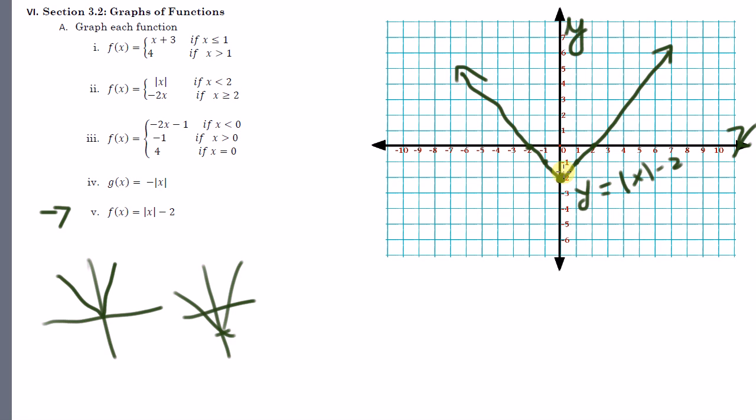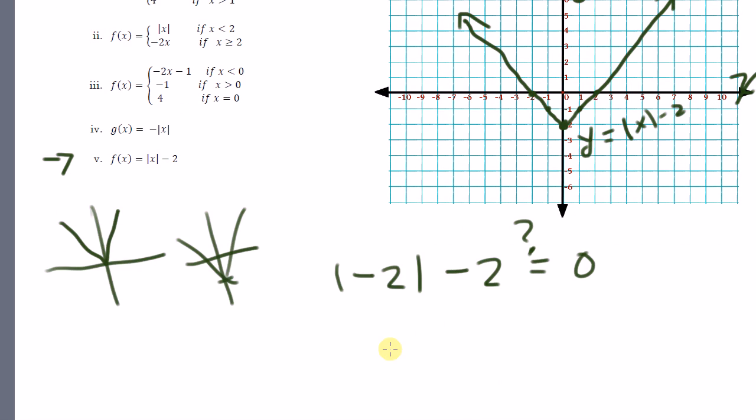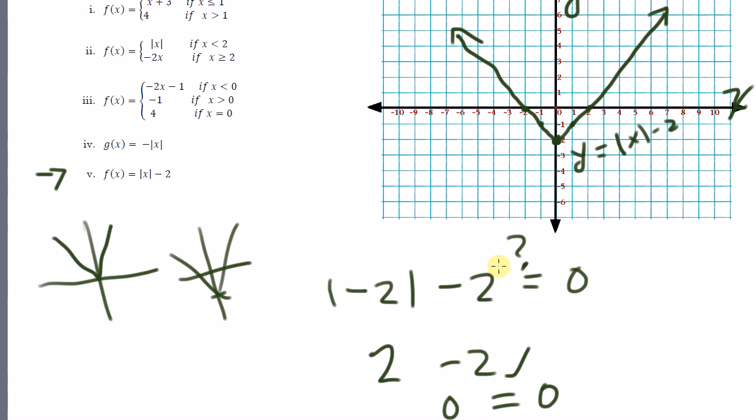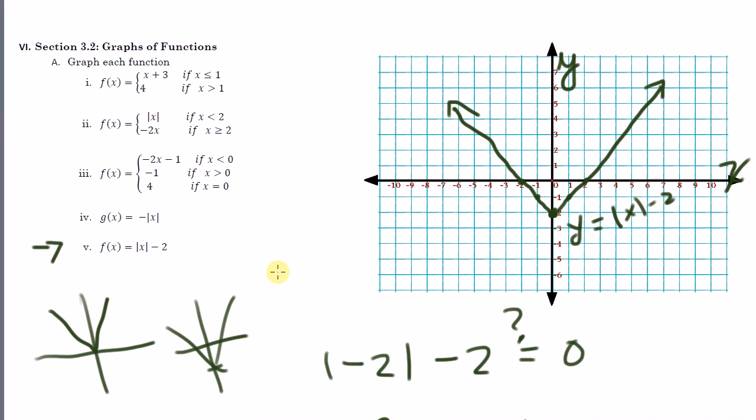You could plot points if you wanted to. You could go back and test, like -2 is the absolute value of -2 minus 2. Is that 0? So the absolute value of -2 is 2 minus 2, and that's 0, and 0 equals 0. So yeah, it checks out. And the other side's going to check out too. But okay, so that was graphs of functions, and now we're going to move on.